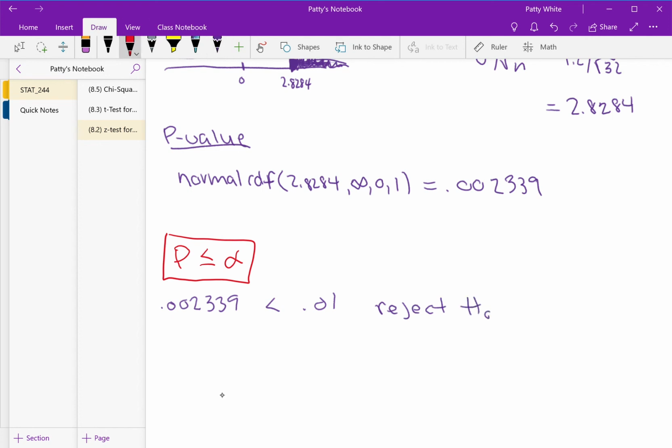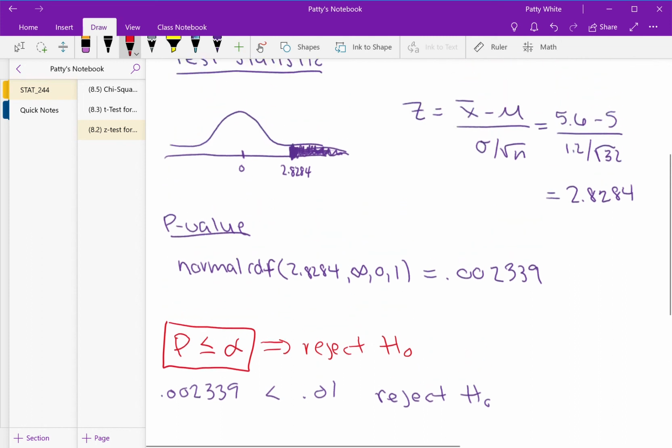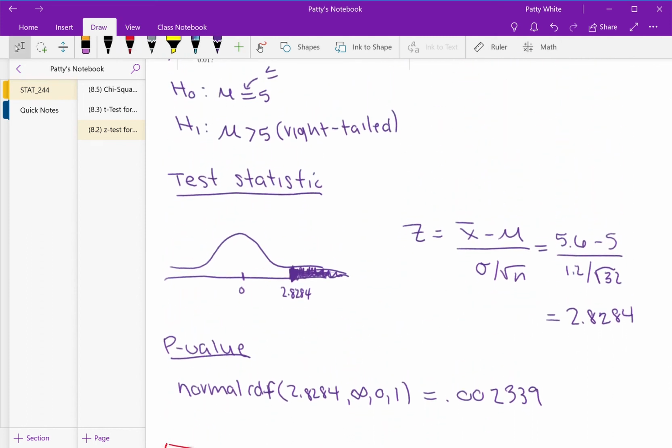So for our little rule up here, p-value less than or equal to alpha is our rejection rule. So this implies that we reject the null. Okay. Well, now we know our decision. We've rejected the null, but what does that mean? So we come back up here. If we reject the null, then we have evidence to support the alternative. We have evidence to support that the average days missed is greater than 5.